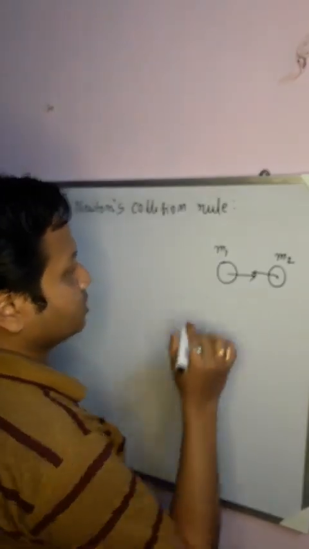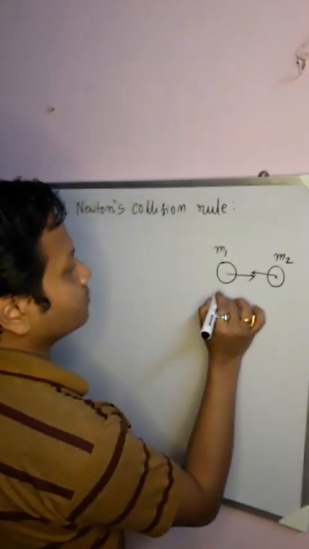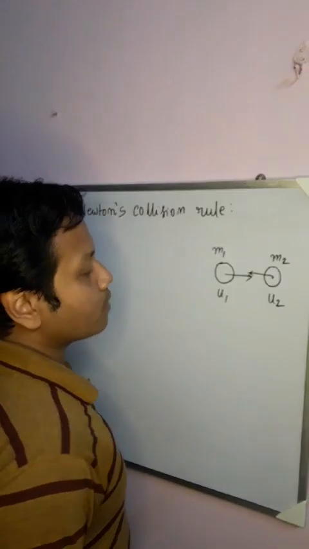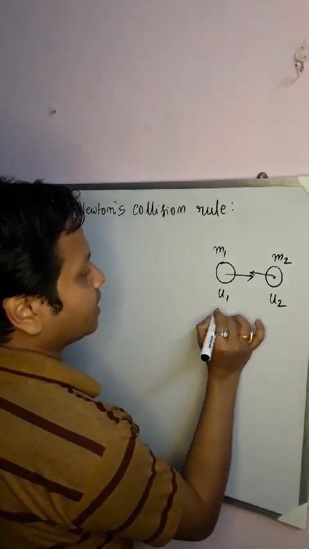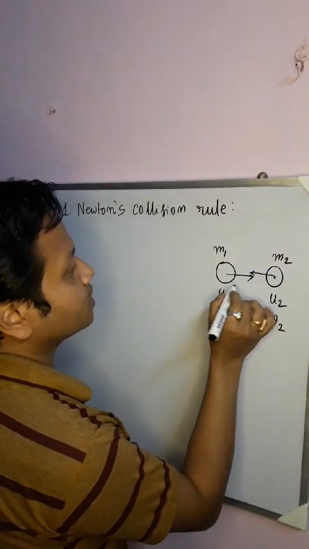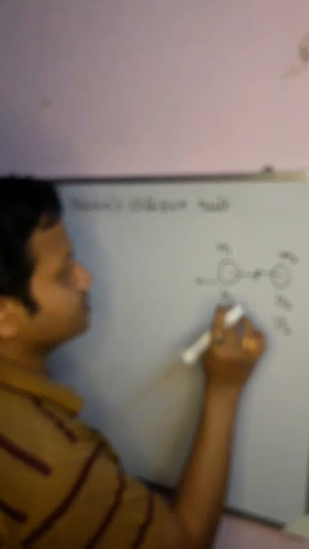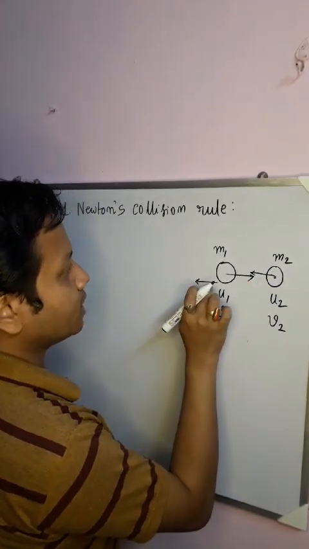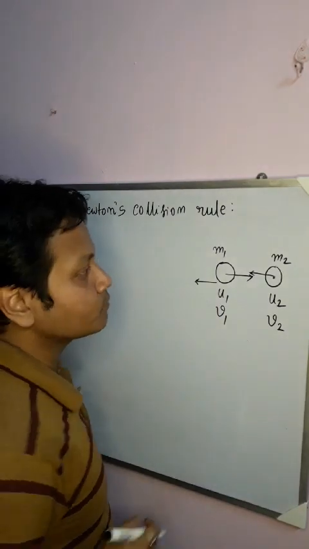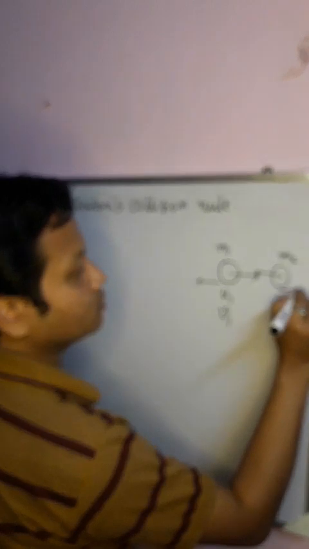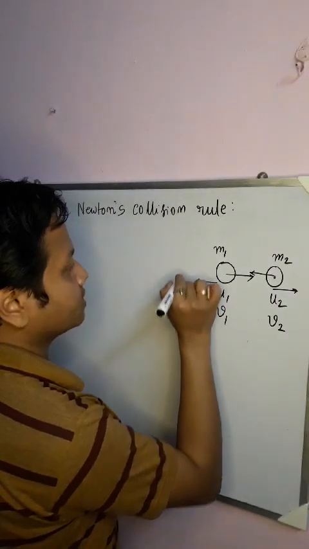So if the initial velocity of m1 before collision is u1 and that of m2 is u2, after collision they attain the velocities v1 and v2. That means after collision these particles can move in the opposite direction. If before collision m1 moves along this direction, after collision m1 moves in the opposite direction, and if m2 moves along this direction before collision, after collision m2 moves along the opposite direction.